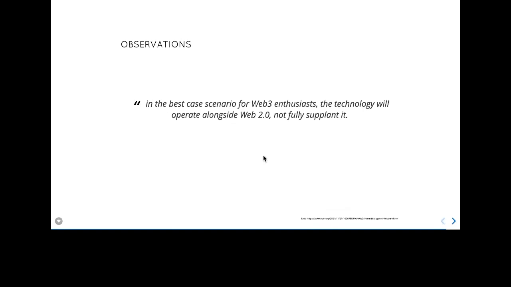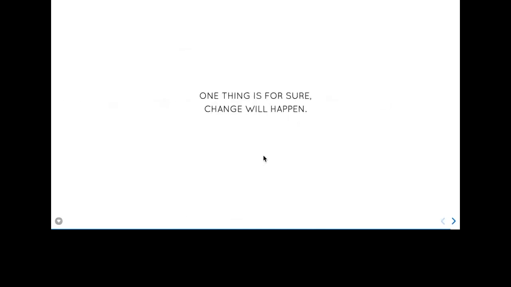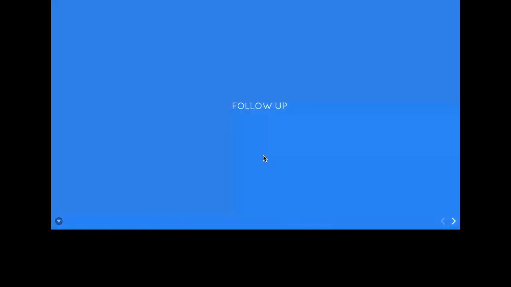For example, if you look at Google, hopefully they will give you some scaling solutions that are also low in carbon footprint, but also on blockchain. So an amazing future up ahead. As a speaker, I can say one thing is for sure: change will happen. So do try to look into this space.